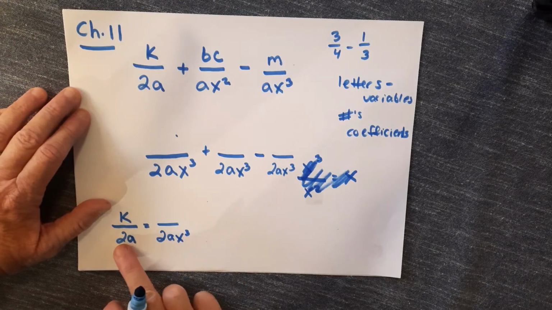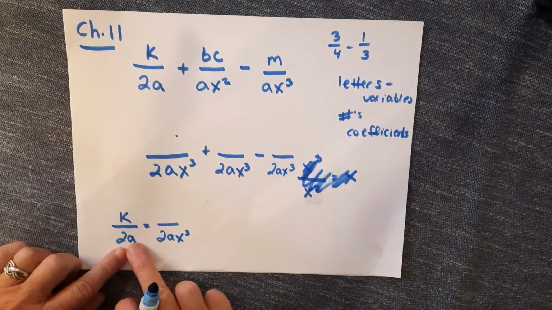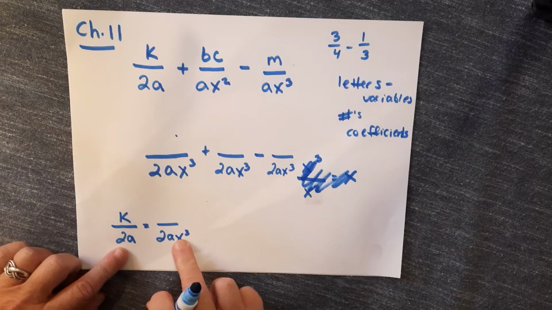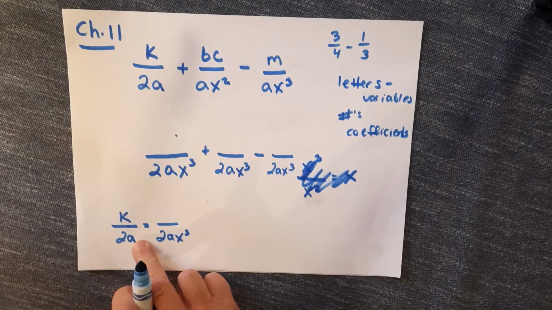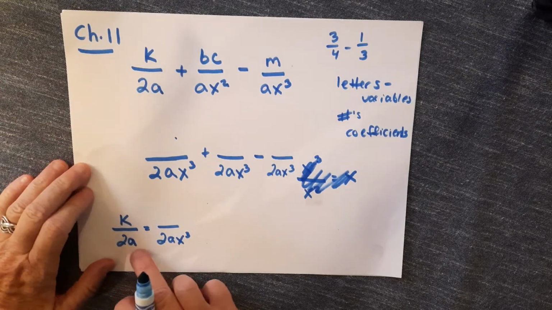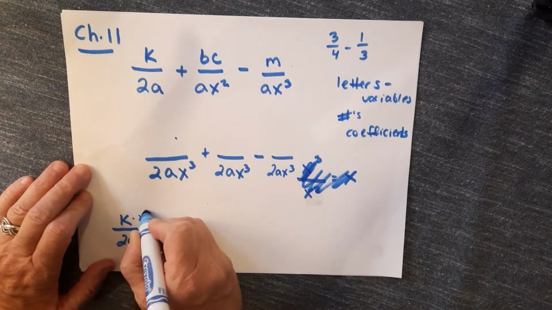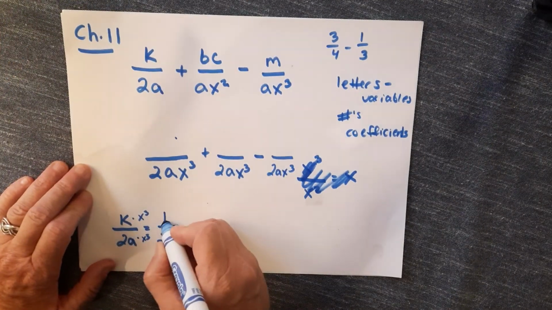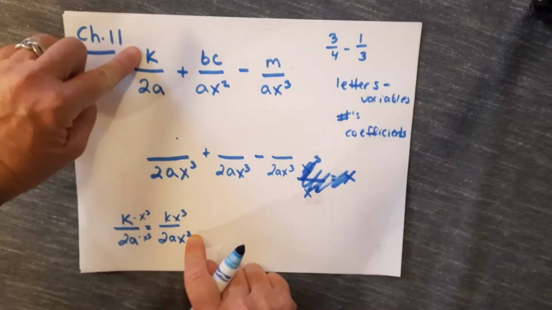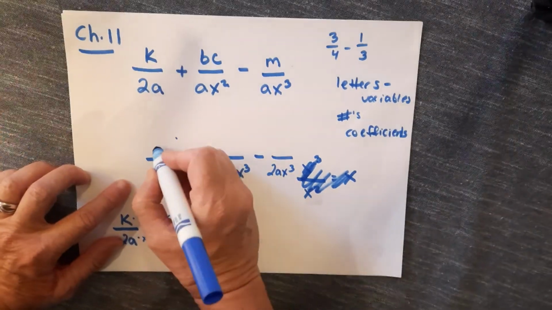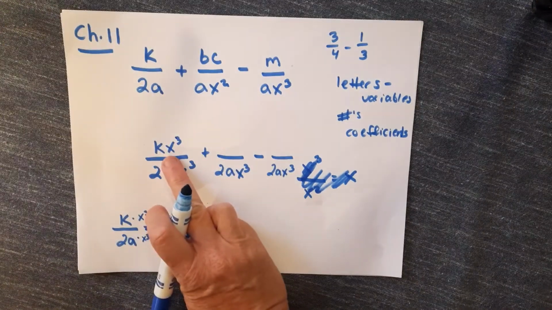So we have to look, what do we multiply 2a by to get 2ax cubed? Well, we multiplied the bottom by x cubed to get this. If you multiply the bottom, the denominator of a fraction, by something, in order to keep it equal, you have to also multiply the numerator by the same thing. So this was multiplied by x cubed, so we need to multiply the top, the numerator, by x cubed. And we get kx cubed. So kx cubed over 2ax cubed is the same thing as k over 2a. So we're just going to rewrite that up here. So now we have kx cubed.